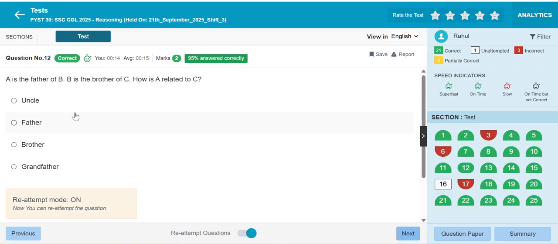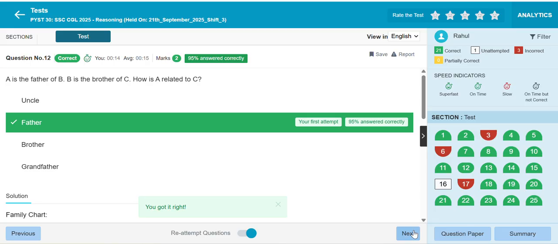This is comparatively easier. So A is the father of B, B is the brother of C. So B and C are siblings. How is A related to C? Eventually it's father. This is easy.